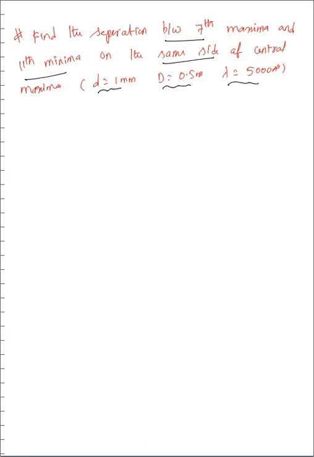If you choose the screen here, the central maxima will be here. After the central maxima we get the first maxima, second, third, and so on. Somewhere here we have the 7th maxima, and after that, somewhere here, the 11th minima. So we need to calculate the distance between the 11th minima and the 7th maxima.